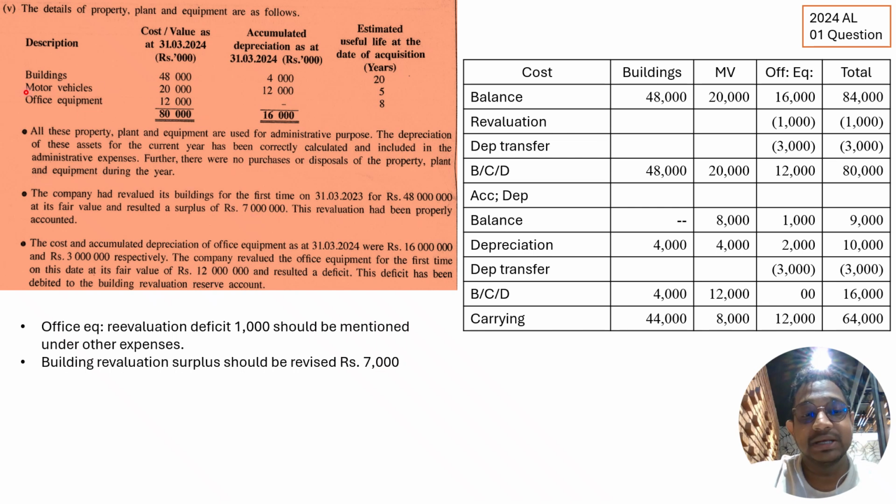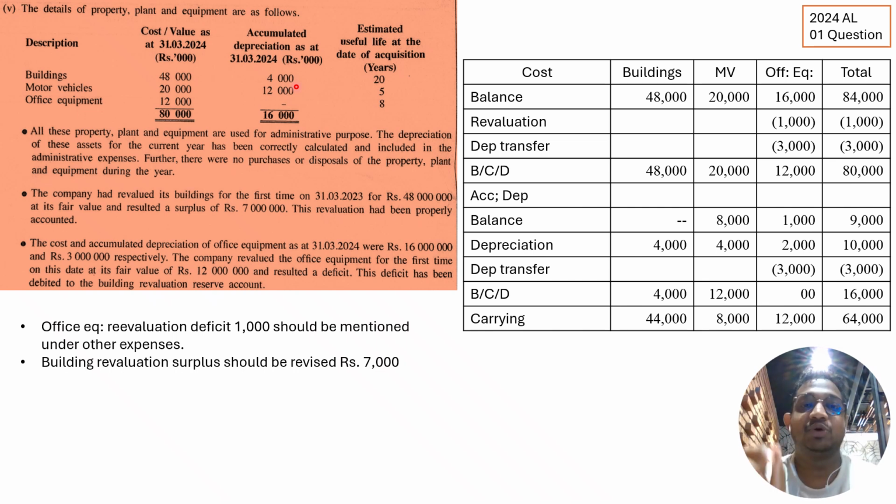And the revaluation had been properly accounted, right? And here, when you're finding out the building's depreciation, the building's accumulated depreciation is 4,000. So this is the depreciation that they made in this year, right? Because they revalued buildings last year at 48,000. And for the 48,000 building revaluation, the building depreciation is 4,000. So that's why the accumulated depreciation is given like this. Because when you're doing the revaluation, you have to transfer the revaluation from accumulated depreciation to find out the carrying amount, right?